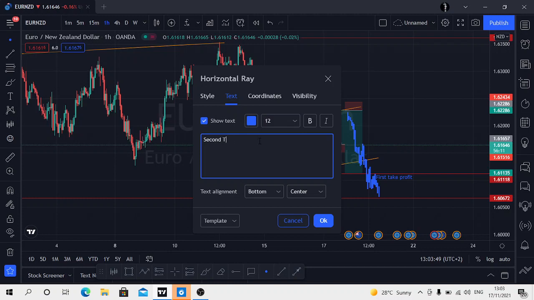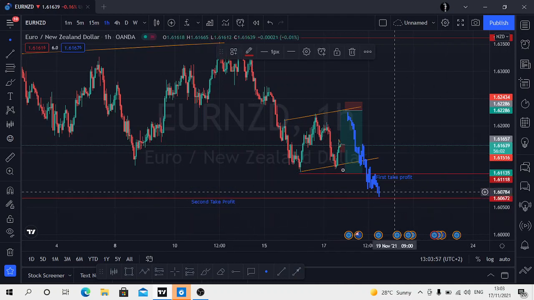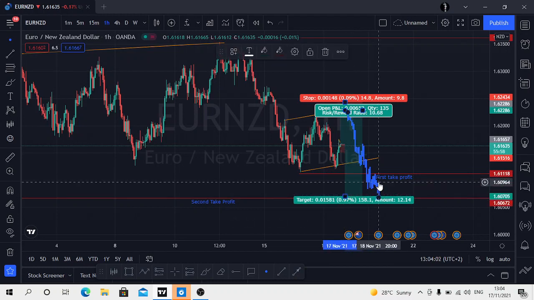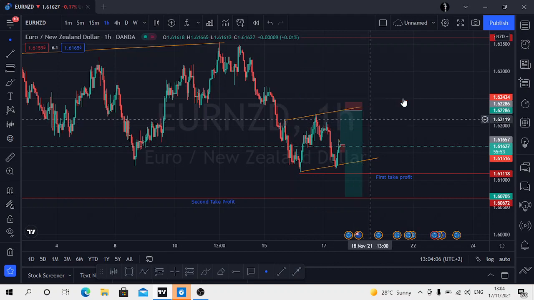Our second take profit at this particular level right there. So this can be our second take profit, so we can extend this more all the way to the downside. So that is going to be our analysis for EURNZD.